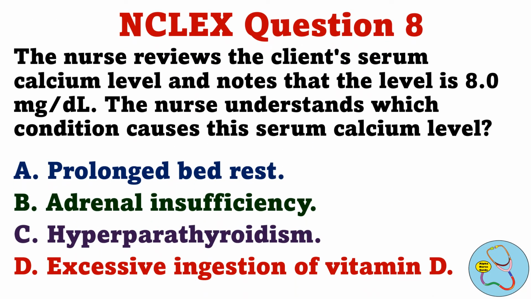Question 8. The nurse reviews the client's serum calcium level and notes that the level is 8.0 mg per deciliter. The nurse understands which condition causes this serum calcium level. A. Prolonged bed rest. B. Adrenal insufficiency. C. Hyperparathyroidism. D. Excessive ingestion of vitamin D.